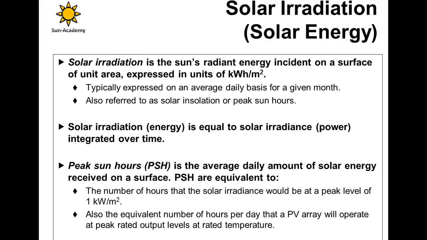Peak sun hours, or PSH, is the average daily amount of solar energy received on a surface. A peak sun hour is equivalent to the number of hours that the solar irradiance would be at a peak level of 1 kilowatt per meter squared. Also, it is the equivalent number of hours per day that a PV array will operate at peak output levels at rated temperature.